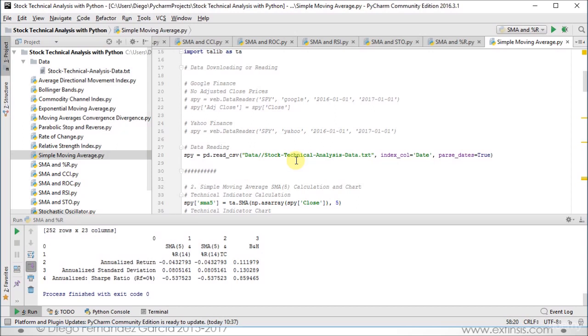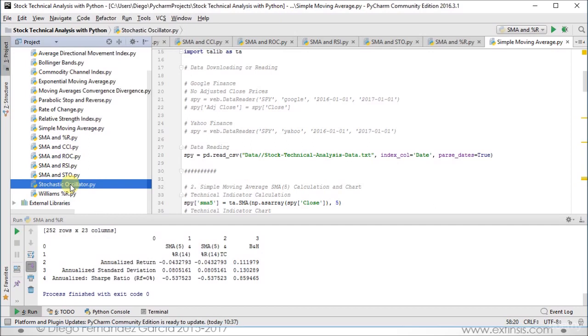So, the structure is as follows. First, we'll study single indicator-based trading signals. For this, we'll begin with lagging indicators: simple moving average, exponential moving average, Bollinger Bands, and close with parabolic stop and reverse. Then, continuing with single indicator-based trading signals, but in this case with leading type of indicators, we'll study average directional movement index, commodity channel index, moving averages convergence divergence, rate of change, relative strength index, stochastic oscillator, and then Williams percentage R.